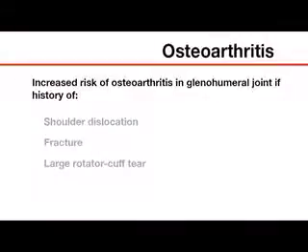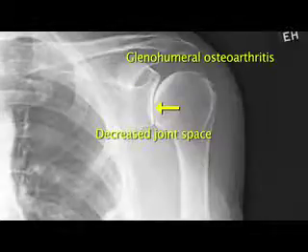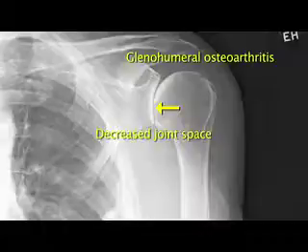There is an increased risk of osteoarthritis in the glenohumeral joint if there is a history of a shoulder dislocation, a fracture, or a large rotator cuff tear. Osteoarthritis is characterized by progressively worsening pain during active and passive range of motion exercises. It can be tested by assessing the range of motion.